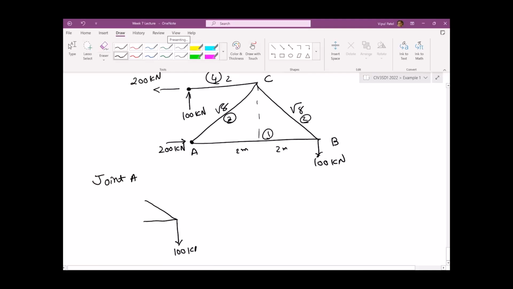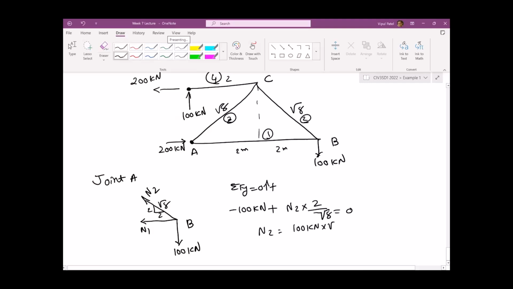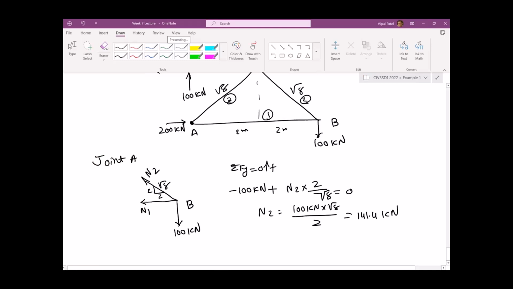So you have 100 kilonewtons going down at point B. You have capital N1, you have capital N2, and this would be 2 over square root 8. So sum of the forces in the y direction, upward is positive: minus 100 kilonewtons plus N2 times 2 over square root 8 equal to 0. So N2 equal to 100 kilonewtons times square root 8 over 2. Let me use my calculator: 100 times square root 8 over 2, you get 141.4 kilonewtons. So that is tension, and that is N2, and that is positive.